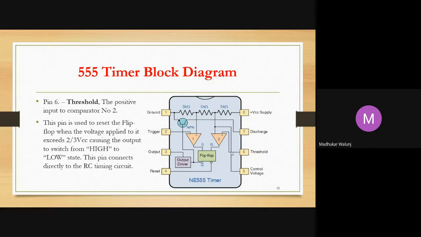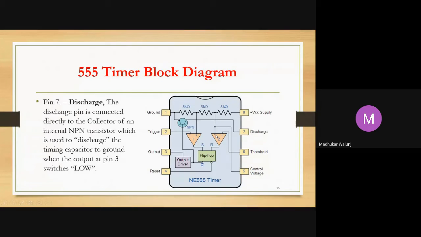Pin number 6 is called threshold, the input to comparator number 2. This is the non-inverting terminal, and when it is greater than the 2/3 VCC level, it is going to reset the flip-flop, so the output will be low. So when it exceeds 2/3 VCC, the output switches from high to low. This pin connects directly to the RC timing circuitry, so that the capacitor charging will create a voltage that is greater than 2/3 VCC.